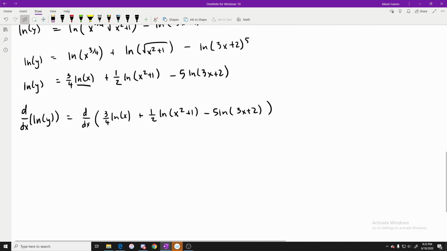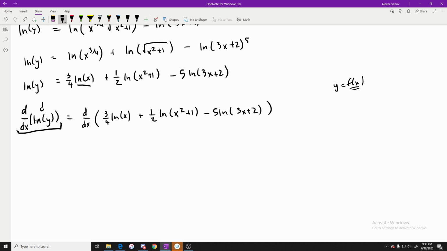Now that we've applied the differentiation operator, we can start figuring out the derivatives of these individual functions. So here on the left side, we have the derivative with respect to x of ln of y. And as we see, this is a composition of two functions: ln, and the function y. Because y is a function, we can think of it as y equals f of x. So it's another function, and to differentiate that, we are going to need to use the chain rule.